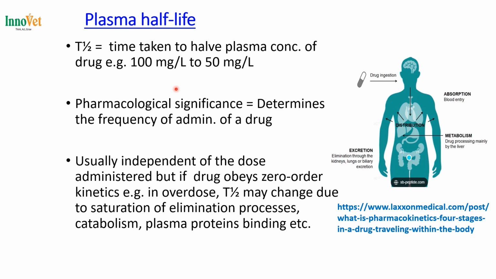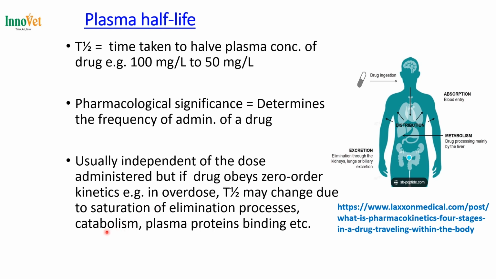Well, the significance of this is to determine the frequency of administration of a drug and the drug dosage interval. So usually this is dependent on the dose that is administered. And for those drugs that obey zero order kinetics, an example is phenytoin, in overdose, it might not be the case. The half-life might change due to saturation of the elimination processes. For example, when those cells that are supposed to eliminate the drug, the cell excretory processes, are saturated, the half-life may not be the same.